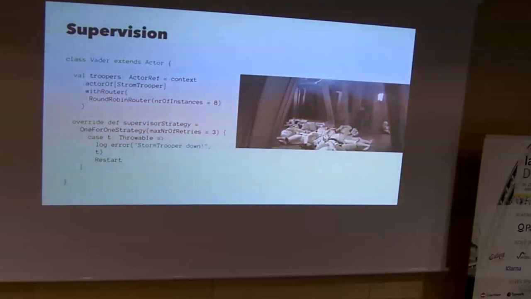There is also an all-for-one strategy. In a one-for-one strategy, if one child has a problem, we will just deal with this one child. In an all-for-one strategy, should a stormtrooper have a problem, we would restart all of the stormtroopers. So what we do here is, in case of any kind of exception, we're just going to log it and restart. But that's just one of the things we could do.